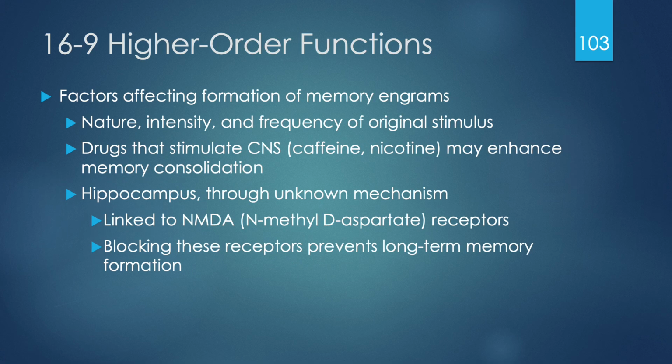There are many factors that will affect the formation of memory engrams. So for example, the nature, intensity, and frequency of the original stimulus will all play a role in our ability to form a new memory engram. Also, there are drugs that can stimulate our central nervous system. Hello, caffeine in our coffee, or nicotine in cigarettes. These things can actually enhance memory consolidation, as much as I hate to tell you that. Nicotine, of course, as we know, has multiple negative and detrimental health effects.